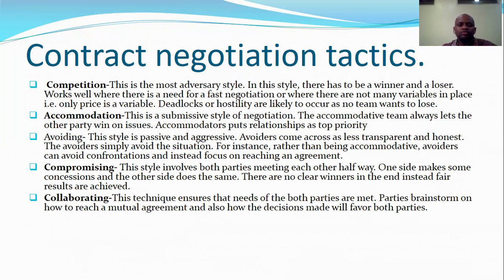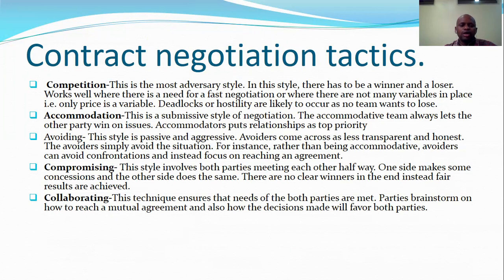This is a submissive style of negotiation. The accommodative team always lets the other party win on issues. Accommodators put relationship as a top priority. And we also have avoiders. This style is passive and aggressive. Avoiders come across as less transparent and honest. The avoiders simply avoid the situation. For instance, rather than being accommodative, avoiders can avoid confrontation and instead focus on reaching an agreement.